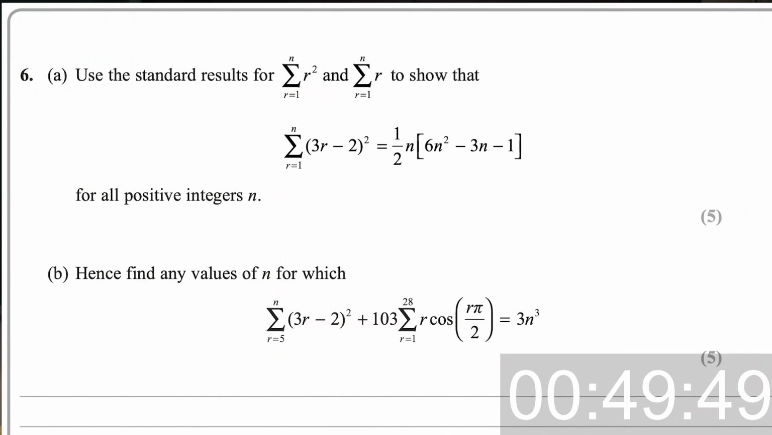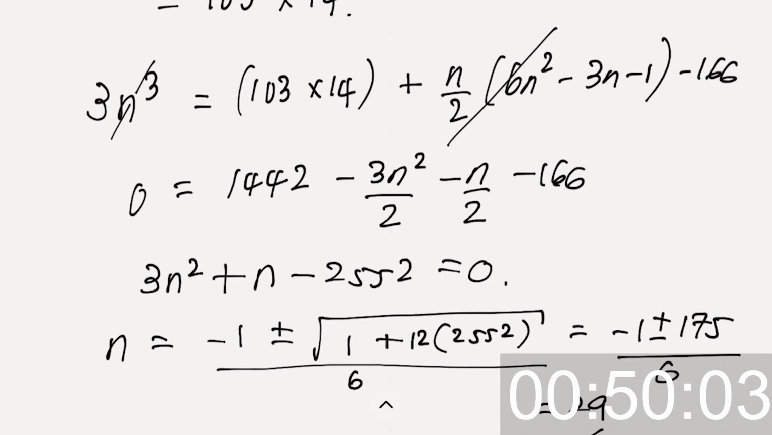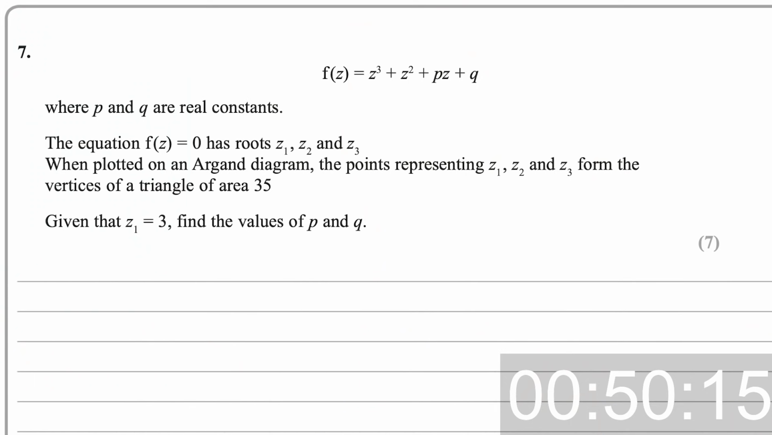I'm assuming n's going to have to be positive. n's positive, right, so we need the plus. So 175 minus that 1. 174 divided by 6. 29. Yes, we get a nice answer. Right, so n is 29. And I'm going to give myself a smiley because after all that horrible algebra, the fact that I get 29 means hopefully, fingers crossed, I did it correct. We'll see. Okay, question 7.